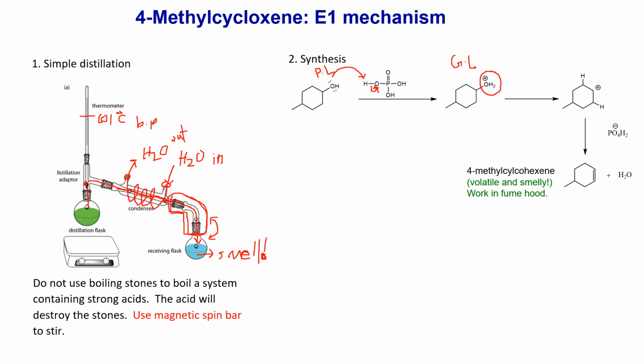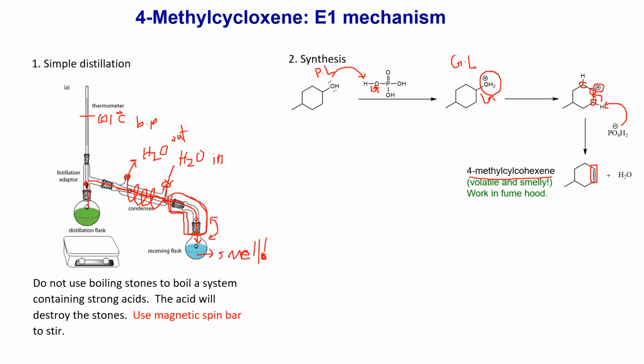As the water leaves, it will form a carbocation right here. This is a secondary carbocation because this carbon is attached to two other carbons. So you have carbocation formation, and the dihydrogen phosphate, the conjugate base of phosphoric acid, will then pick up a proton, and the electrons collapse into the ring system to form an alkene group, a carbon-carbon double bond right here. So you get 4-methylcyclohexene.